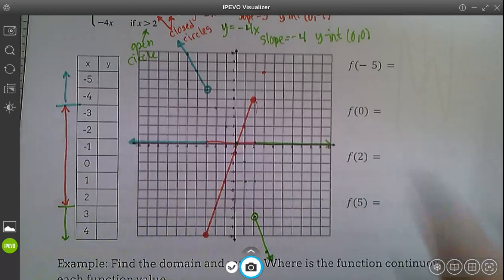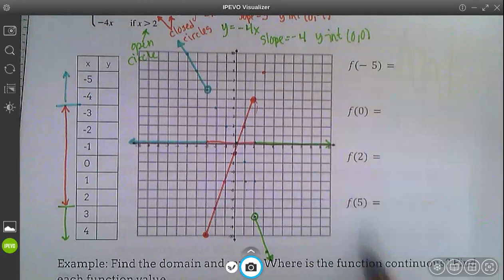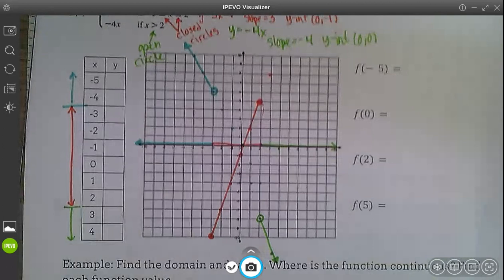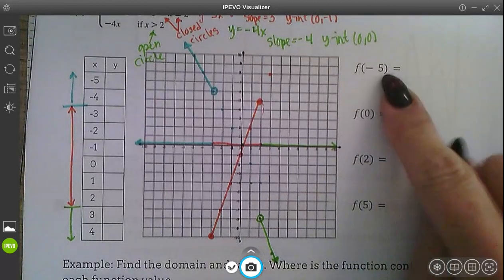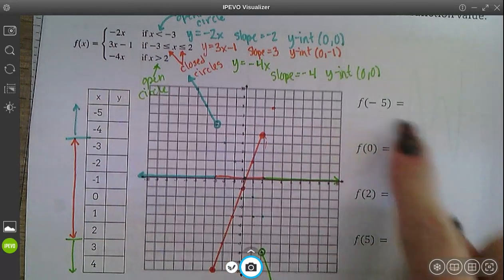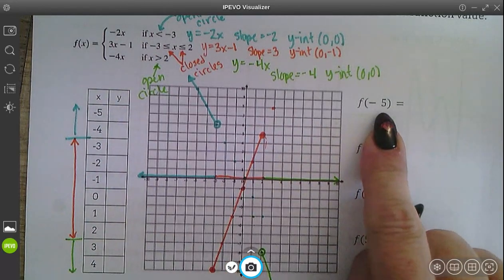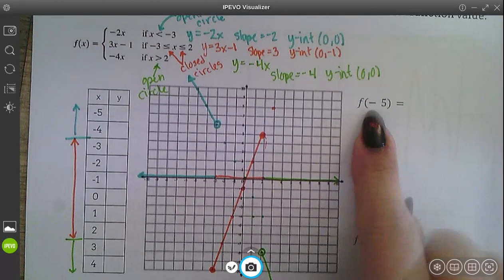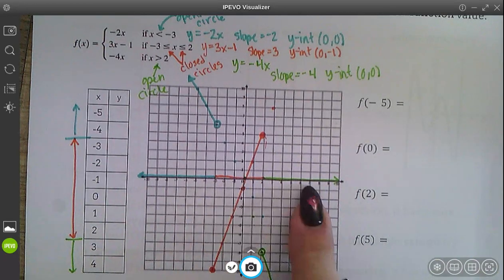Now to evaluate function values, what I need to do to figure out f of negative 5 is figure out which zone negative 5 is in, because that's an x value. So x equals negative 5, would that be in the blue zone, the orange zone, or the green zone?